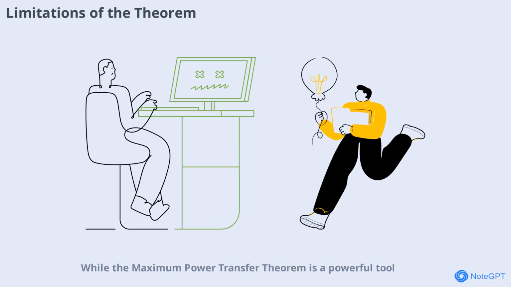The maximum power transfer theorem is a powerful tool, but it has its limitations. In many practical situations, maximizing power transfer isn't the only goal. For example, in power distribution systems, efficiency and safety are often more important than delivering maximum power. Additionally, the theorem assumes linear and time-invariant components, which may not always be the case in real-world circuits. Understanding these limitations helps engineers make better design choices.